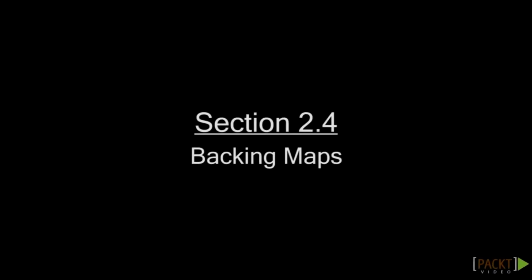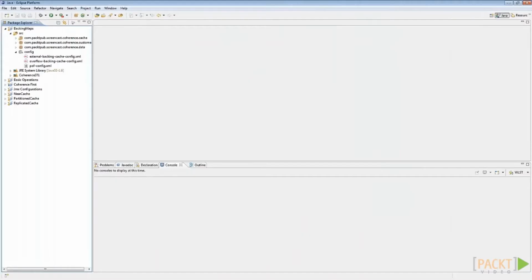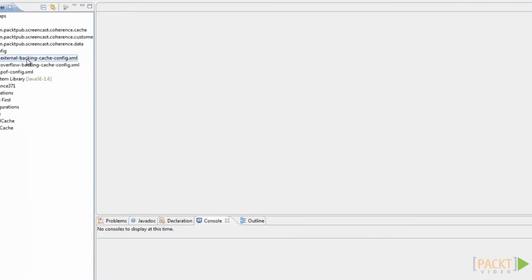In the previous video, we've seen how the near cache concept works with sufficient examples. In this video, we'll see what the backing map schema's types are with a few examples. Before getting started, we ought to download the backing schema's operations zip file and extract it to your workspace. You'll then need to import the project. After you import the project, let's take a look at the external backing cache configuration XML file in the config folder.